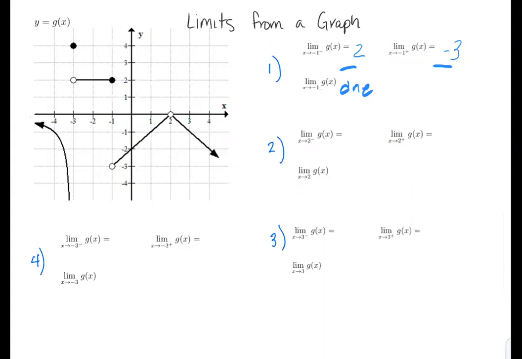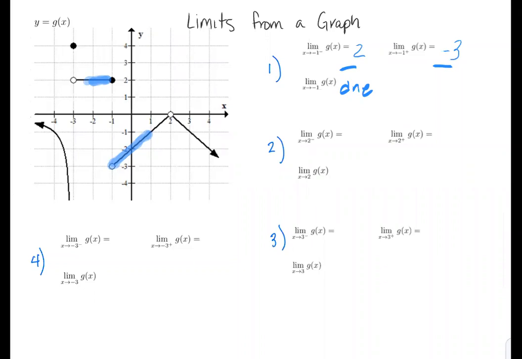The way I like to talk about this, I'll do this one side at a time, but approaching from the left and approaching from the right, if your fingers were on the graph or if you were tracing, these two things don't meet. And therefore the two-sided limit does not exist.